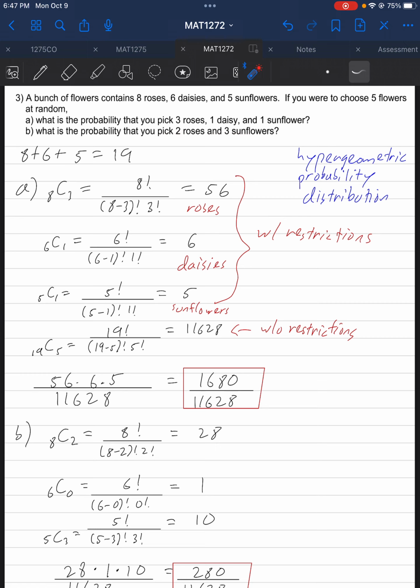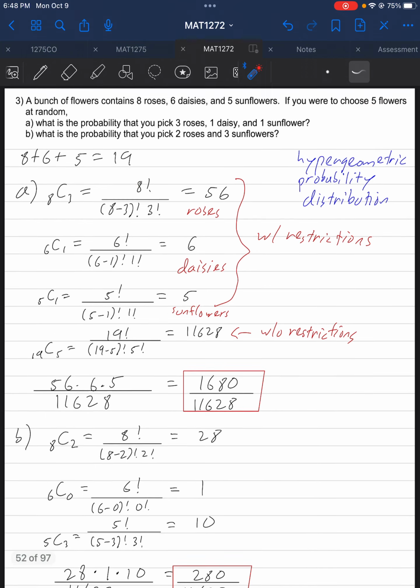Part B asks the same type of problem, just with a different restrictive scenario. How many ways can we pick 2 roses out of the 8 given? That's going to be 8 choose 2. There are going to be 28 ways for that to happen. How many ways can we pick 0 daisies out of the 6 that are given? 6 choose 0 is equal to 1. How many ways can we pick 3 sunflowers out of the 5 sunflowers given? That's going to be 10 ways for that to happen.